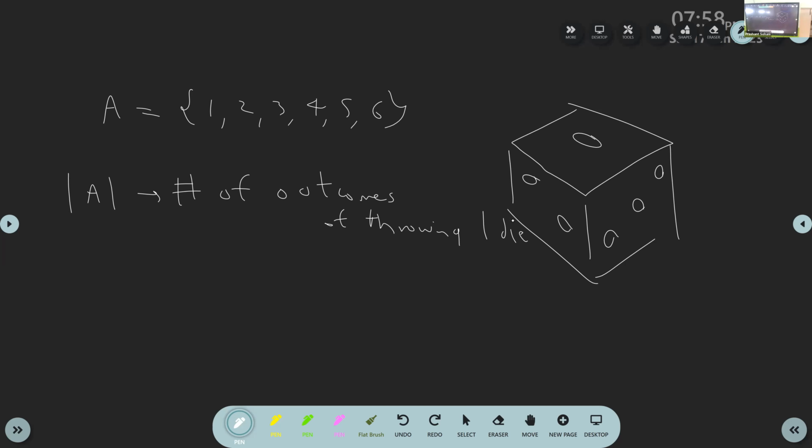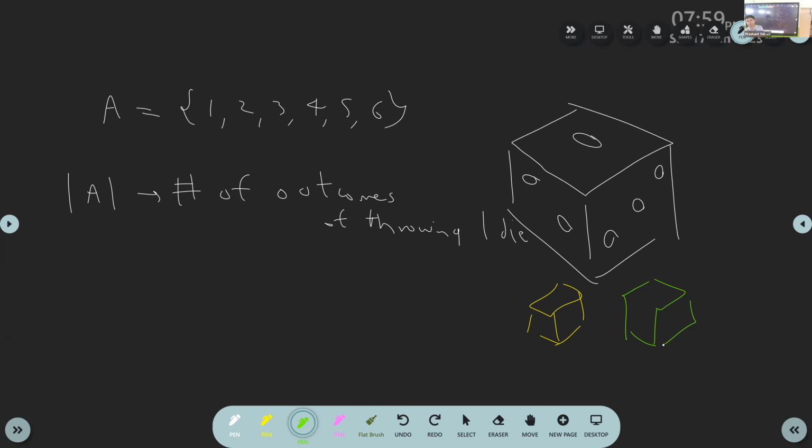Suppose I have two dice, one yellow die and a green die. Some games have more than one die, thrown at the same time. So now how many outcomes do you get? 36, because yellow has 6 possibilities and green has 6 possibilities.